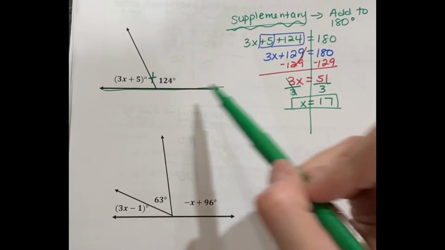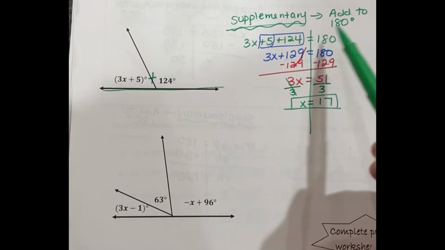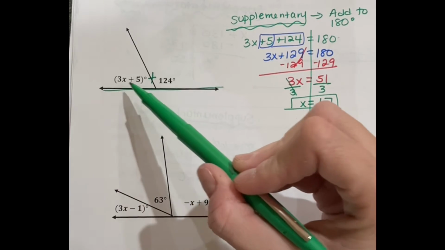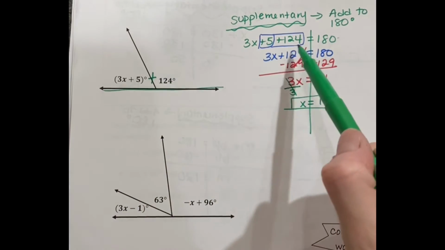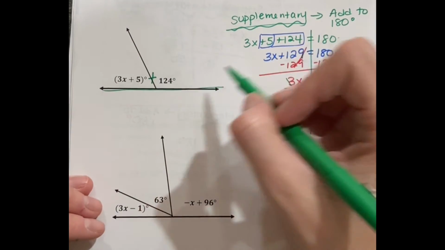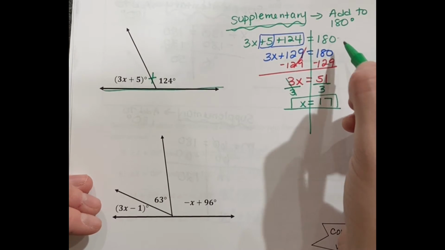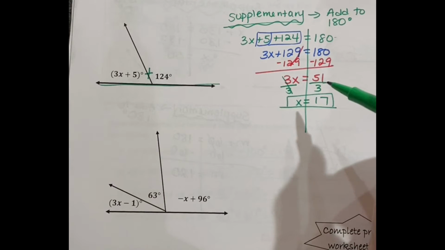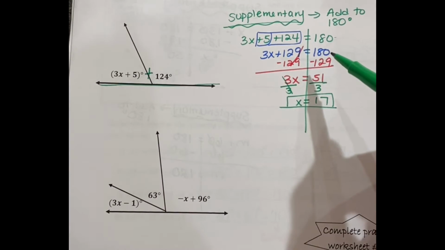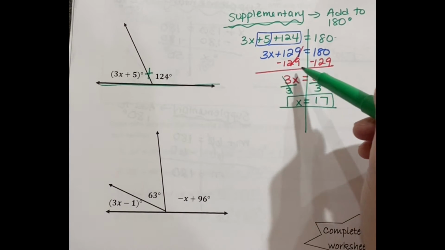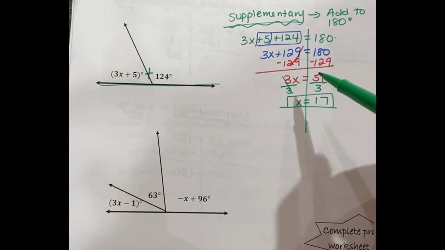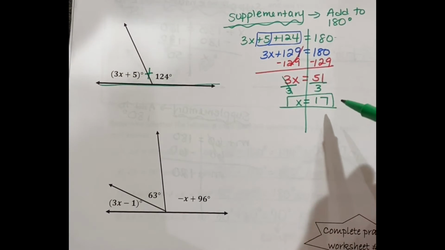So I noticed that these angles make a straight line, which means they are supplementary and add to 180 degrees. I need to add both the angles, so I take 3x plus 5, and I add it to 124, and then I know that those need to equal 180 degrees. So then I combine my like terms, 5 and 124, and I get 3x plus 129 equals 180. I need to subtract 129 on both sides. I have 3x equals 51, then I divide by 3, and I get x equals 17.